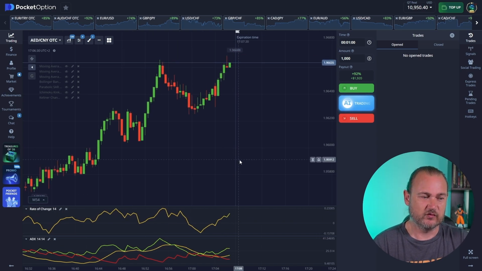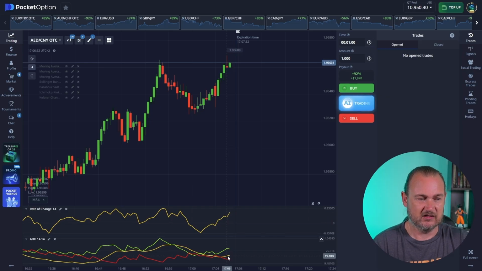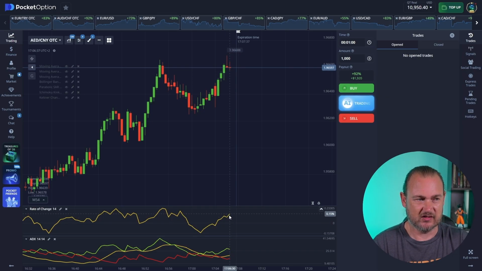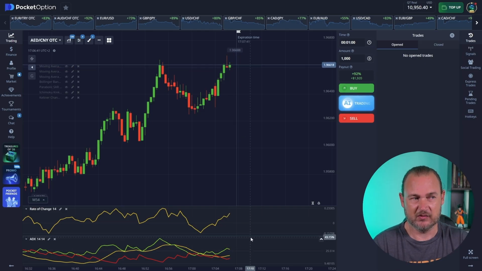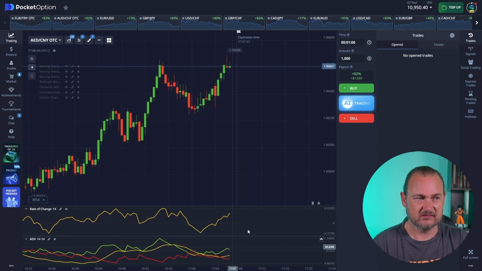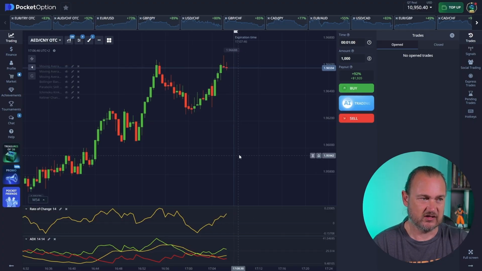So what we're looking for is we just want to see if we had the drop there. So this is the turn upwards. We now need the DI plus to turn up. If it does, we can go with a buy trade. If not, we're not going to get into this trade.